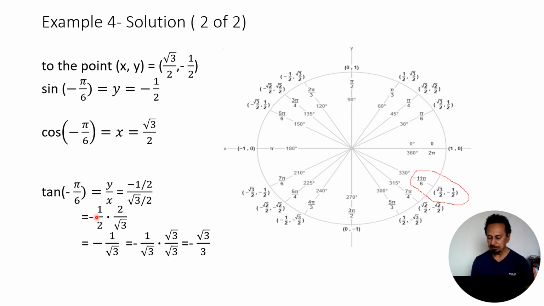Tangent of negative pi over 6 is y over x, and y is negative 1/2, and x is square root of 3 over 2, which means negative 1/2 times the reciprocal of this one, which is 2 over square root of 3. The 2s cancel, which gives you negative 1 over square root of 3, and then we can rationalize, and you'll get negative square root of 3 over 3.